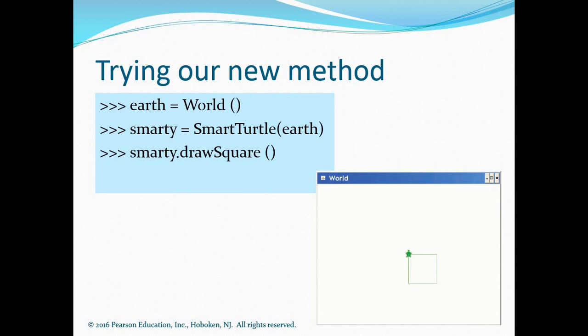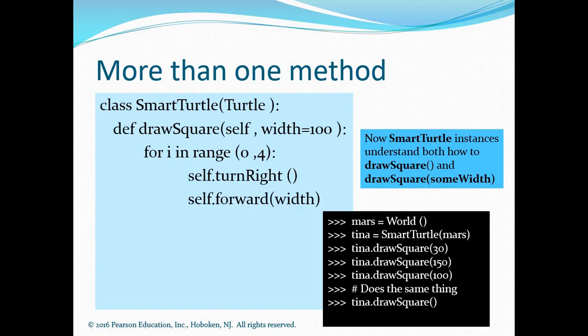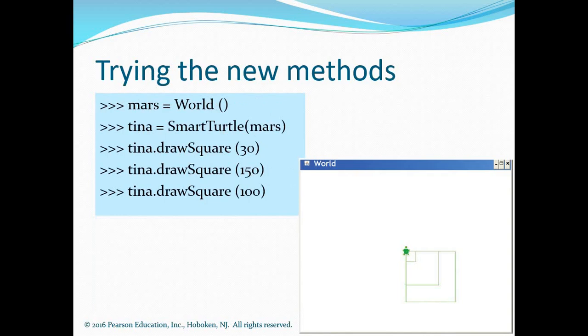Notice our turtle is right where he started from. There's Ted. There's the square. Here, we are giving our turtle size parameters for our square. Here, our turtle draws 3 squares for us, all of different sizes. 1 square, 2 squares, 3 squares.